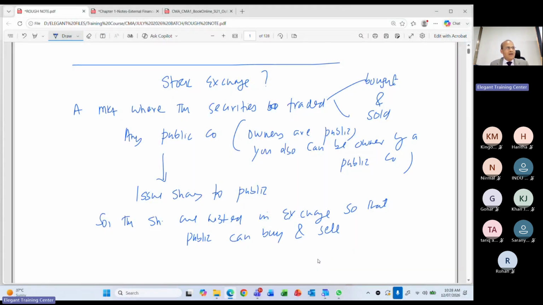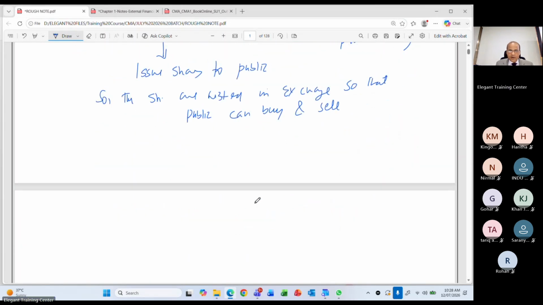If you want to buy Etisalat shares, what will you do? You will go to the stock exchange, right? So there are brokers, stock brokers. You have to have an investor account. Let me write also. So what you need? You need an investor account and also a trading account.